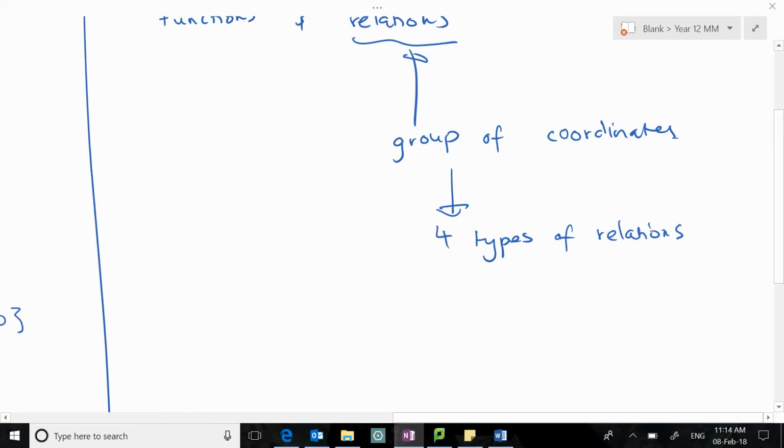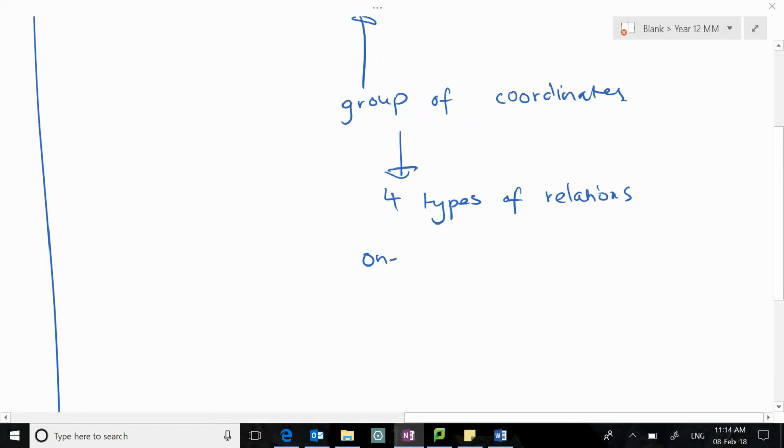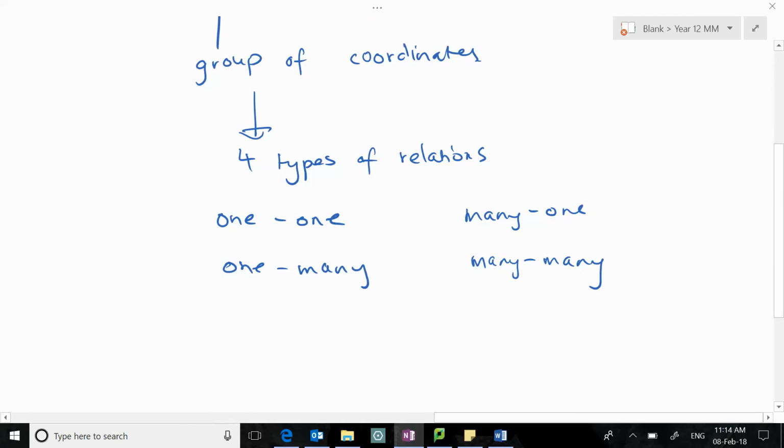Name me the 4 types. Can I please have, sorry, what was your name again? Leah. 4 types of relations. What are my 4 types? 1 to many. Many to one. Whoops, I'll write it up here. Many to one. Many to many. Great. Now, these are your 4 types of relations. Out of those 4 types of relations, 2 of which are a function. So which one is a function?